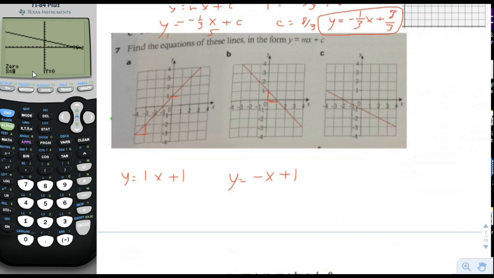Okay, and then for the last one, rise negative 1 divided by run 2, and then the c value is negative 1. So negative 1/2 x plus a negative 1. Okay, so those are the 3 equations there. You just use the y-intercepts and the slopes, which you can calculate just by counting blocks. And that's it.